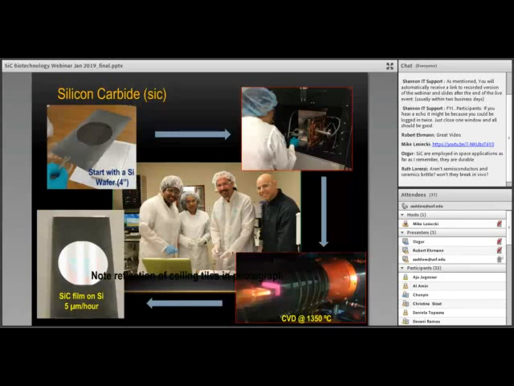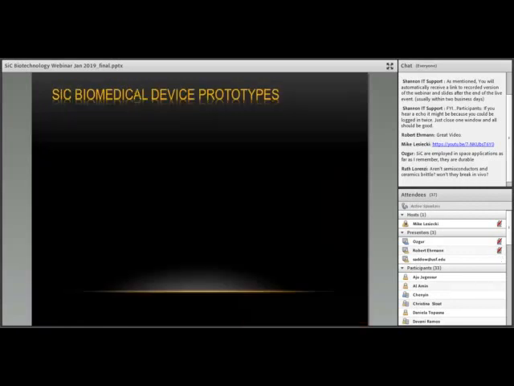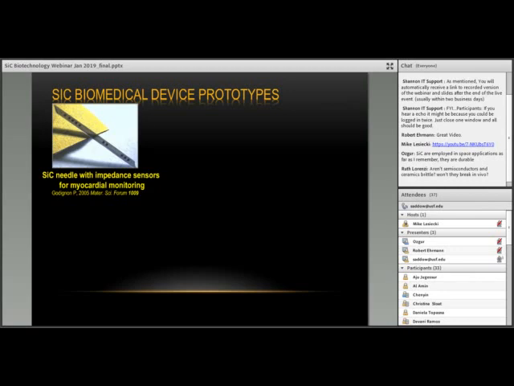We can grow at about 5 to 10 micrometers an hour. Then when we do that, we get a very nice, this is an example of a 100 millimeter, 4-inch wafer with a pretty uniform silicon carbide film on top. This cross you see here is a reflection from the ceiling tiles in the laboratory. And the color fringes are slight thickness variations due to the fluid flow. So we're able to then take, from this 4-inch wafer, we can make thousands of neuro probes, for example, using batch processing. So what are some of the other examples of silicon carbide biomedical devices?